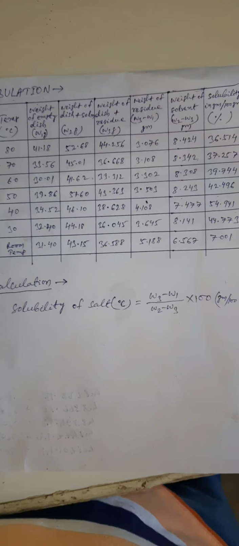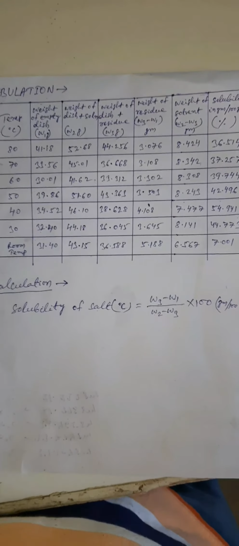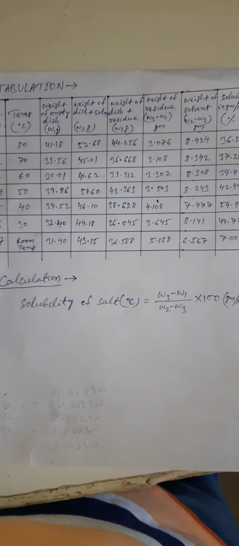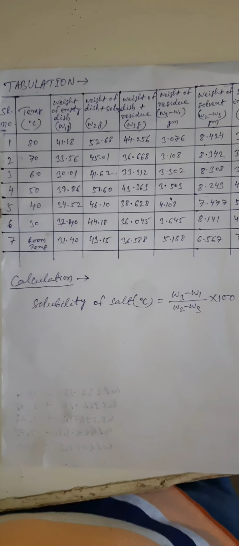So this was the complete experiment of solubility of NaCl. In this way we will do the next practical, that is the potassium chloride. By maintaining this same method, we have to do the next practical of potassium chloride. That's all.